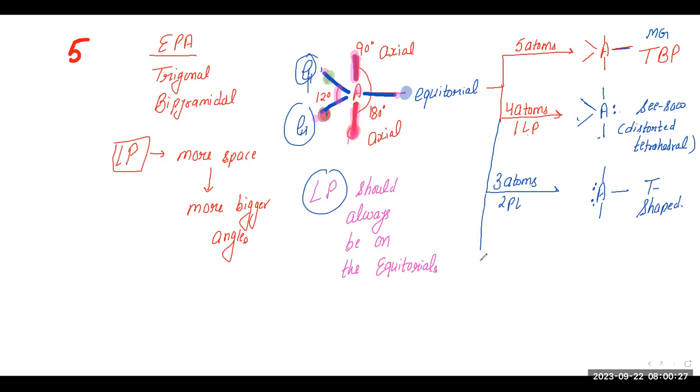And then the last, 2 atoms and 3 lone pairs. Who is going to tell me what is it? All the 3 lone pairs will go on the 3 equatorials. So place the lone pairs here, here, and here. What is left? What is left, children? Linear. This is linear.